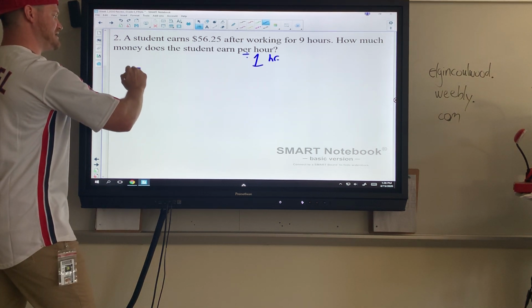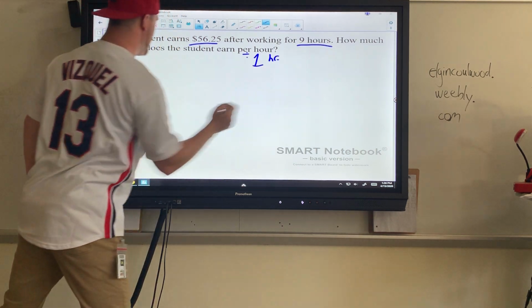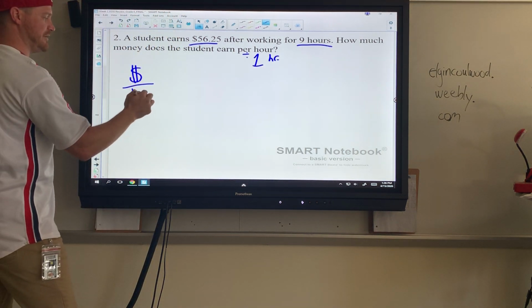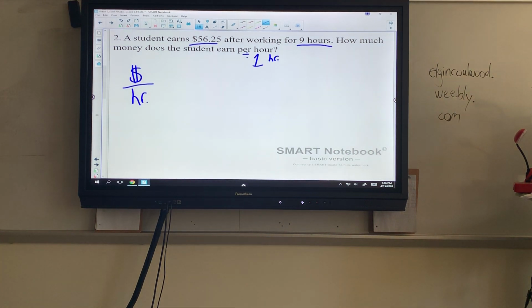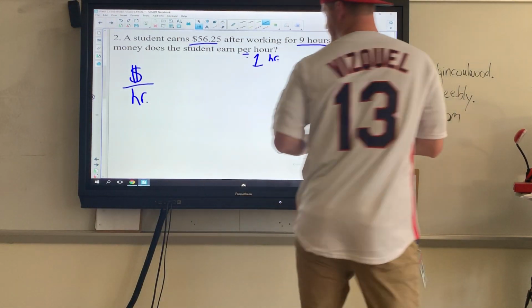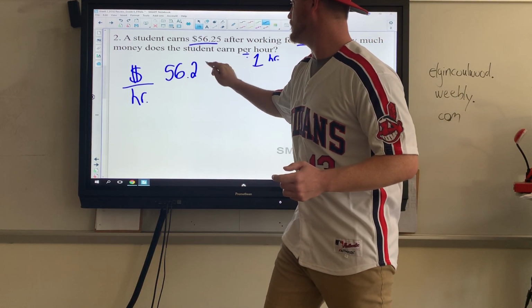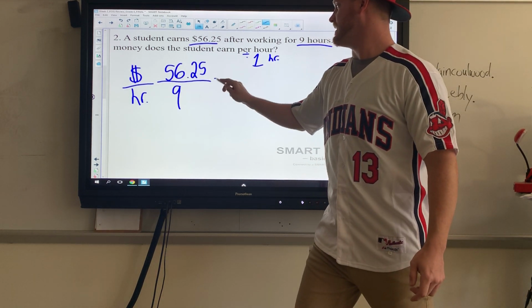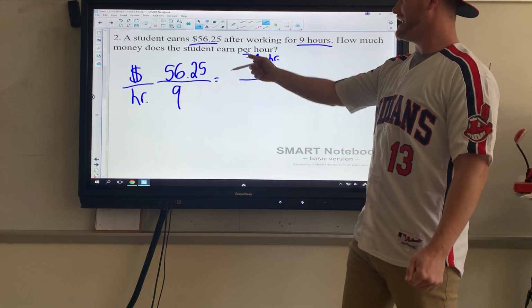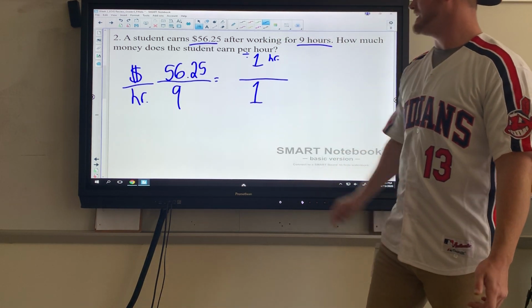So whenever I say money, it's usually going to be money over everything. In this case, it's money being compared to hours. So our ticket is going to be money or dollar amount over the number of hours. Now we can plug in the values into the ticket to actually make our ratio, which is 56.25 for every 9 hours. Again, because it's unit rate, we got to get the hours down to 1. Hours is the denominator, so got to keep it as a denominator.